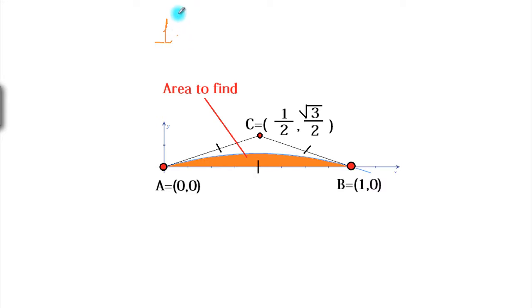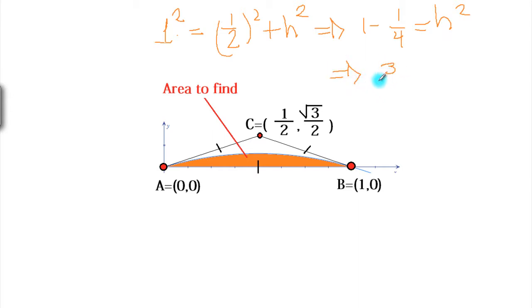That means by the Pythagorean theorem, 1 squared equals 1/2 squared plus h squared, where h is the height that we want to find. Now this becomes 1 minus 1/4 equals h squared. And 1 minus 1/4 equals 3/4, which means h equals square root of 3 over 2. And that's how I found this point.